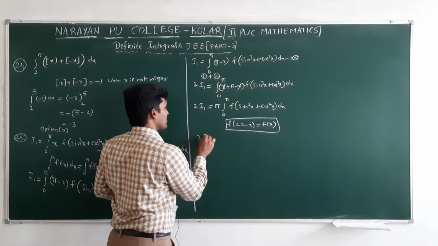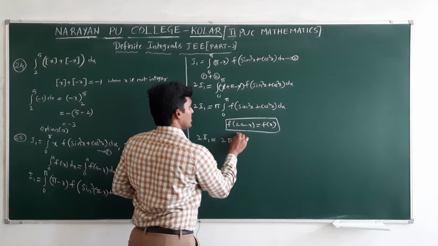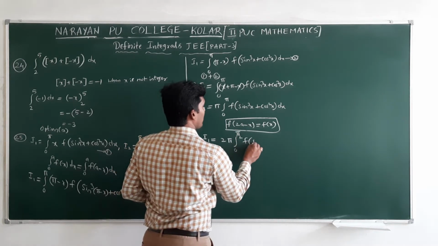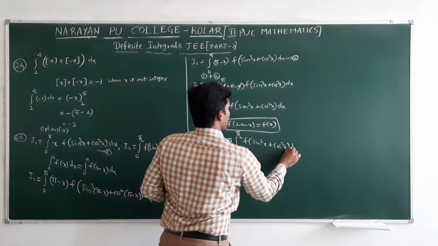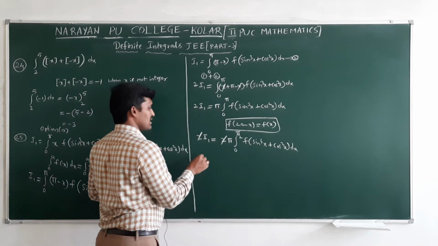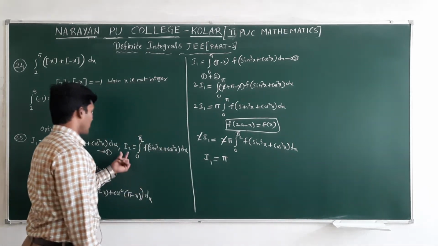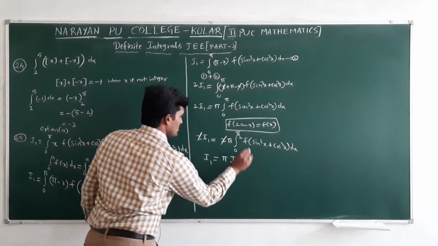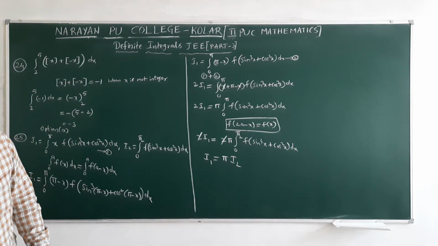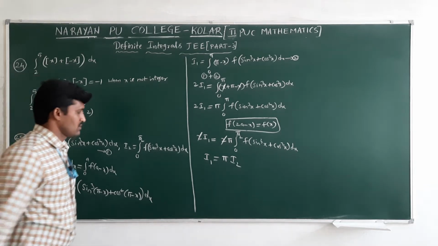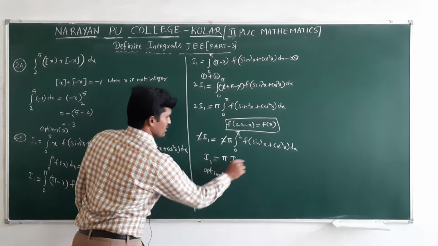So 2 I1 equals pi times 2 into integral 0 to a, that is pi by 2, of f of sin cube x plus cos square x dx. Here 2 cancels, finally I1 equals pi into this complete value, which is called which one? I2. So I1 equals pi into I2. Is any option like that there? None of these, option D, because they have not given this option.